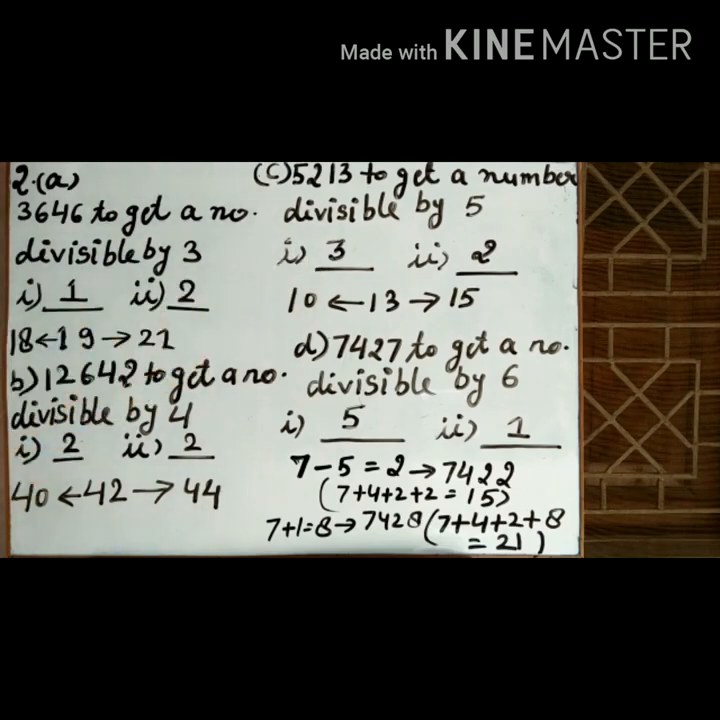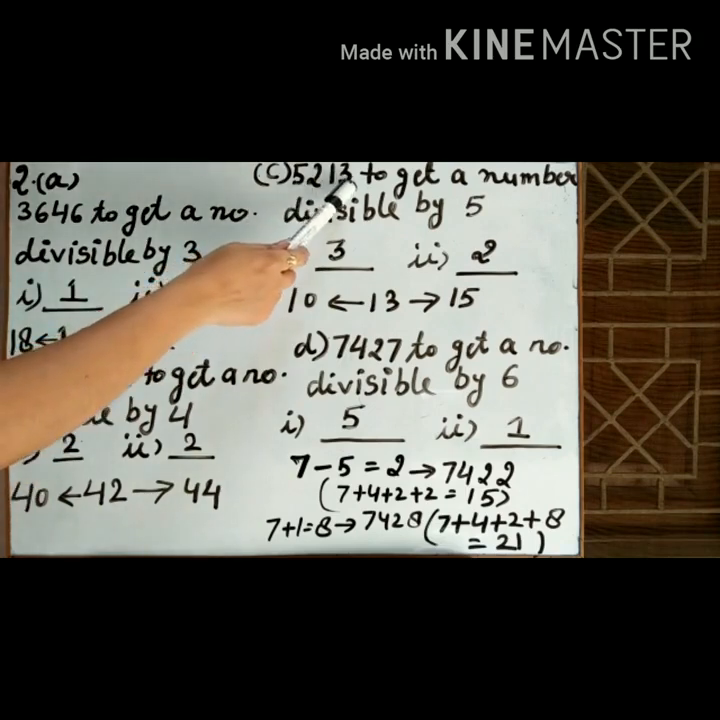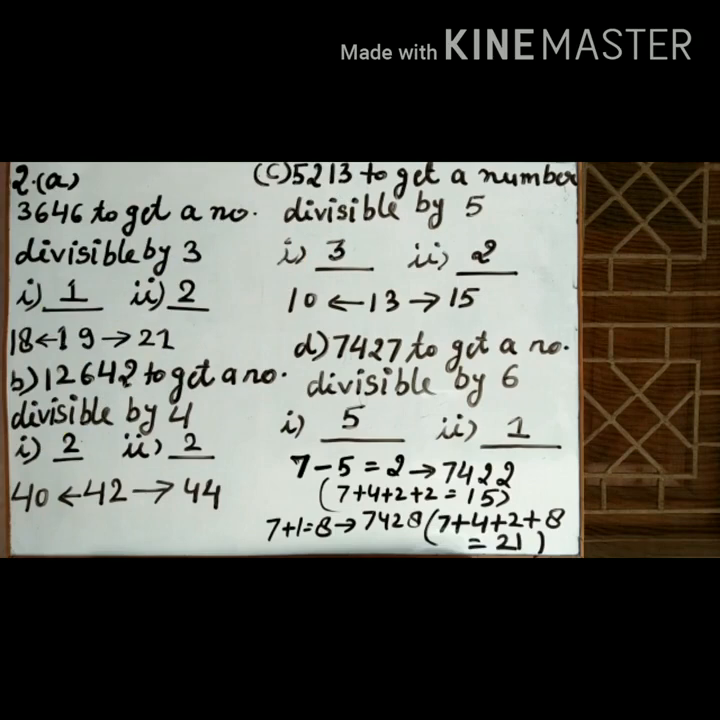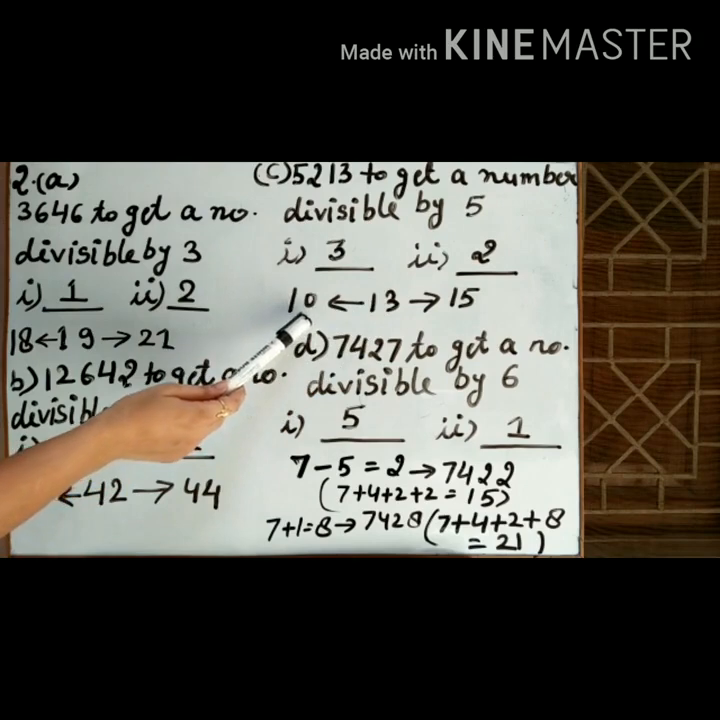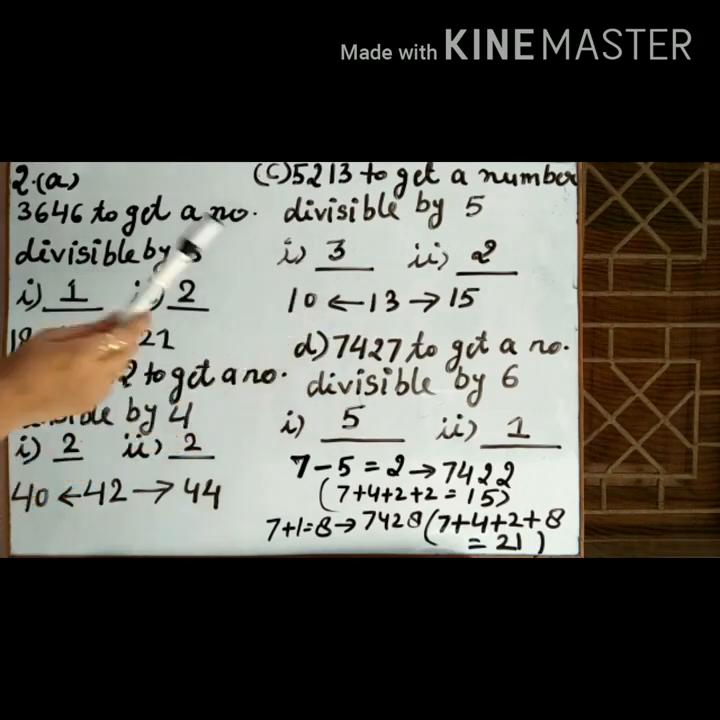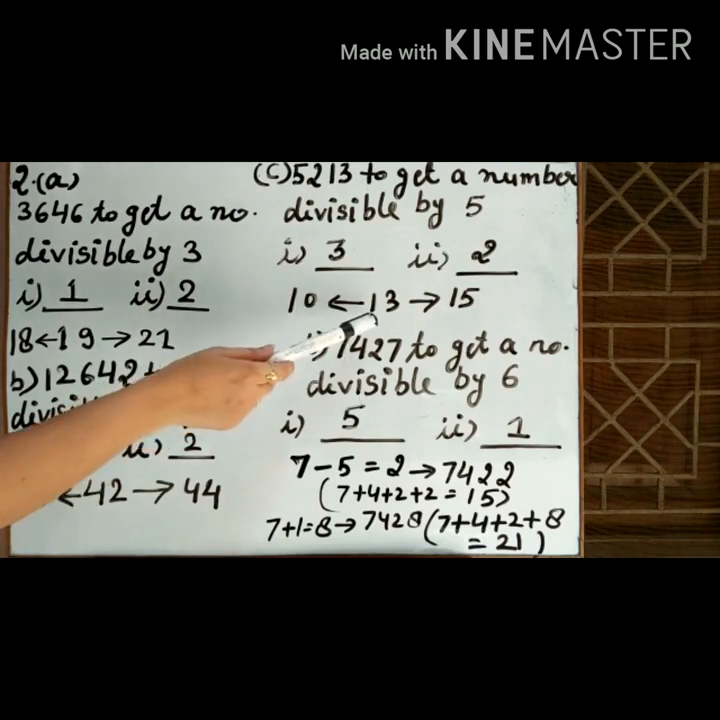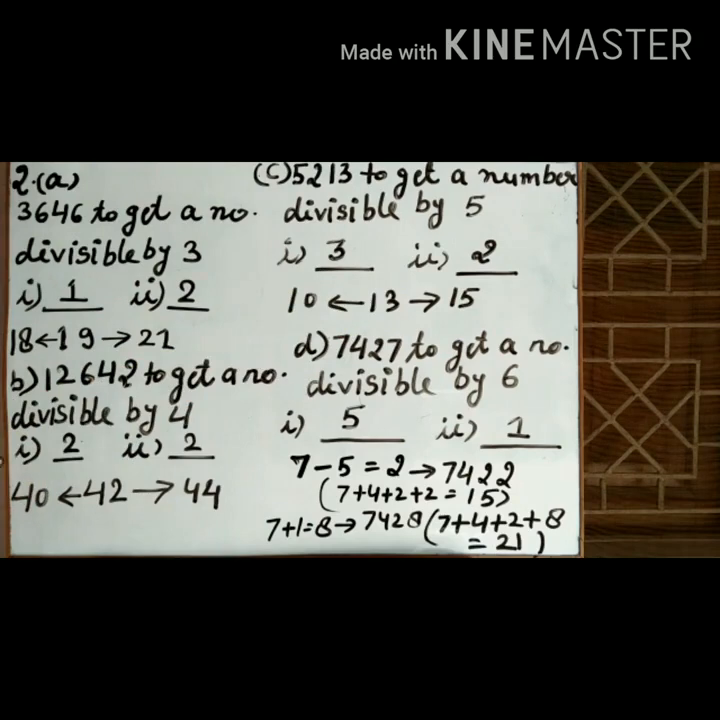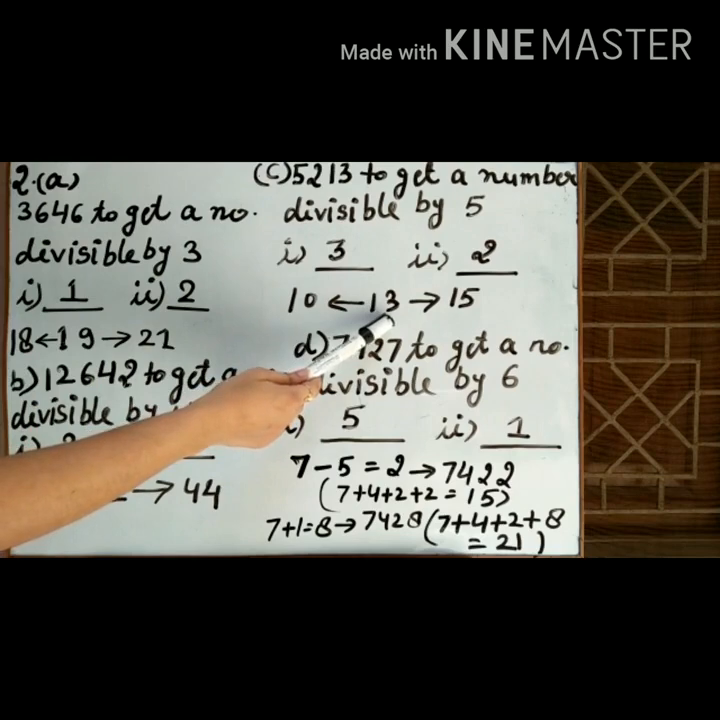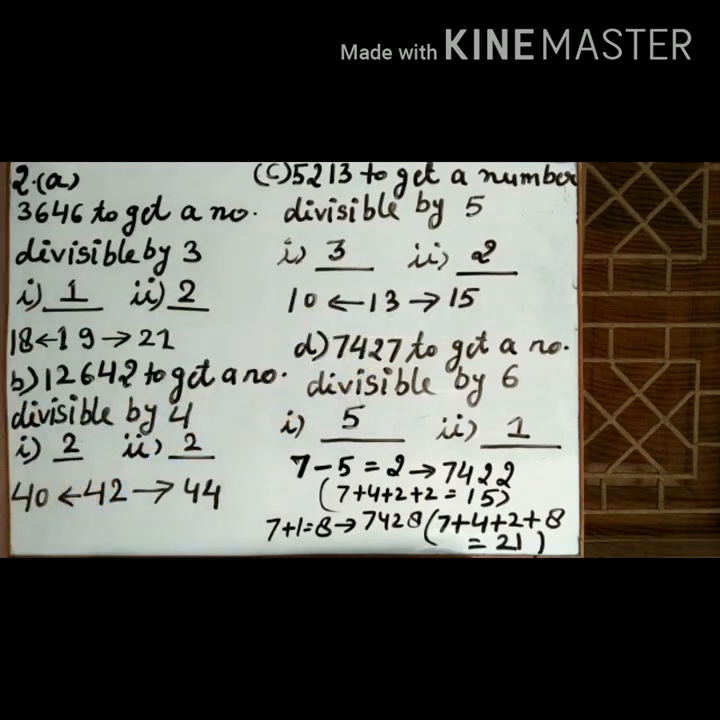For the first one, what should be subtracted? So, what is the ones digit? That is 3. What will we subtract from 13 to get a number which is divisible by 5, that is 10. That's why we will subtract 3 from 13 to get 10. Now the second part, what should be added? Means what will we add into 13 to get 15, that is 2. The next is D.